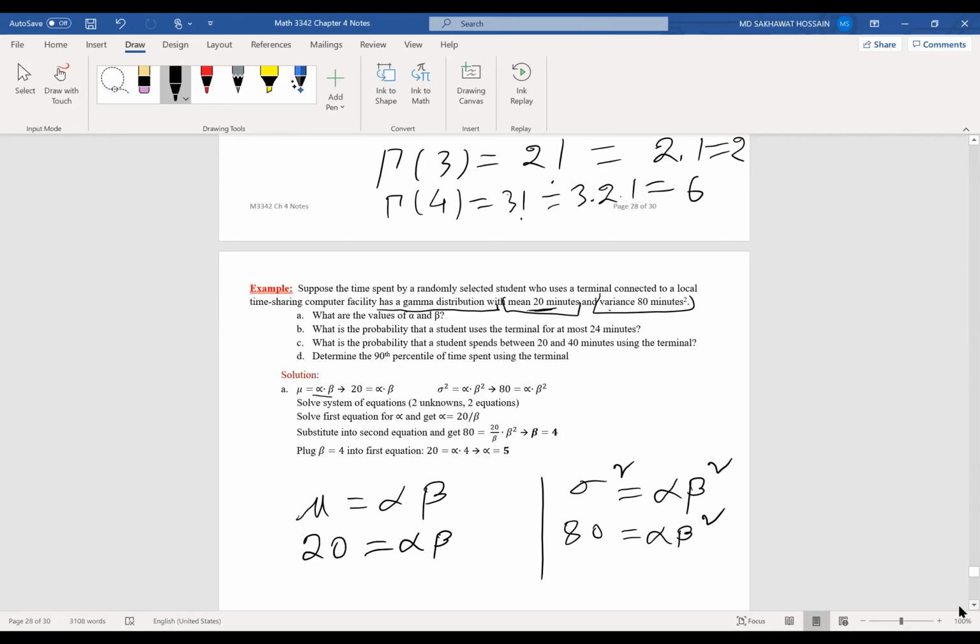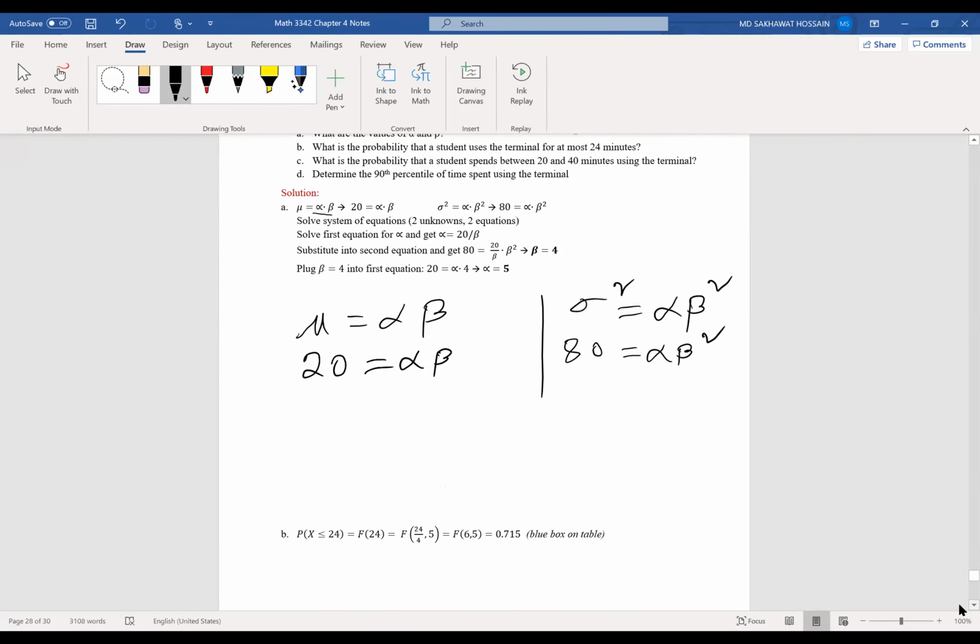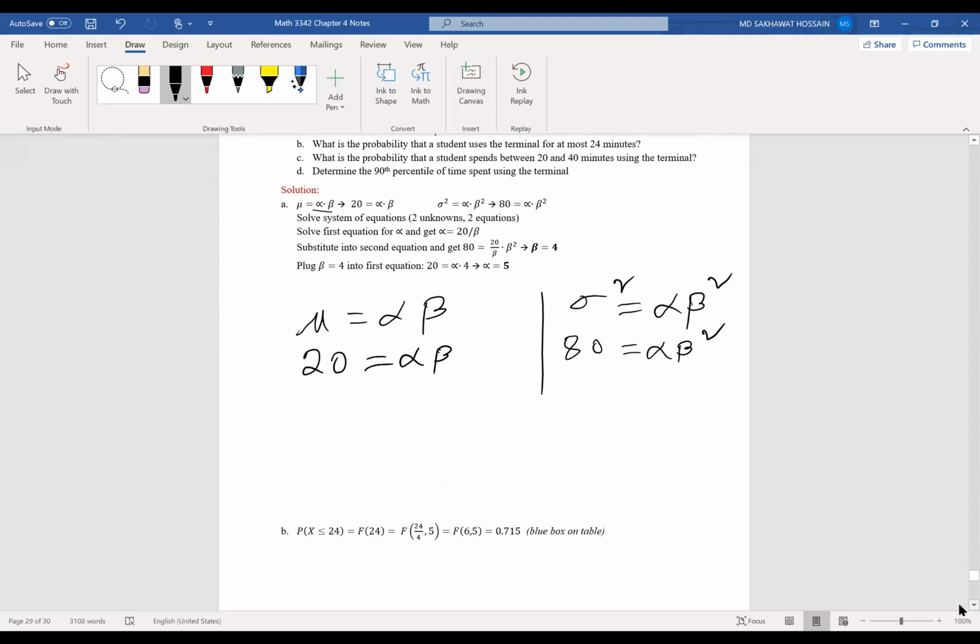Now we have to solve these two equations for alpha and beta. So how can we calculate alpha and beta from these two equations? From here you can write 80 equals alpha times beta times beta, because we have beta square. Now alpha times beta is 20, so we can plug in this number, and we have this one.